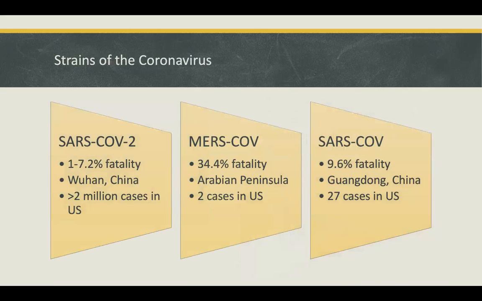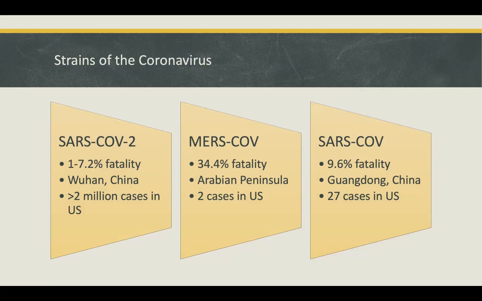Now, there are different strains of the coronavirus. The one that I mentioned and the one that we have been dealing with since the beginning of 2020 is SARS-CoV-2. It has a 1 to 7.2% fatality rate, and it originated in Wuhan, China. There are more than 2 million cases in the United States today.